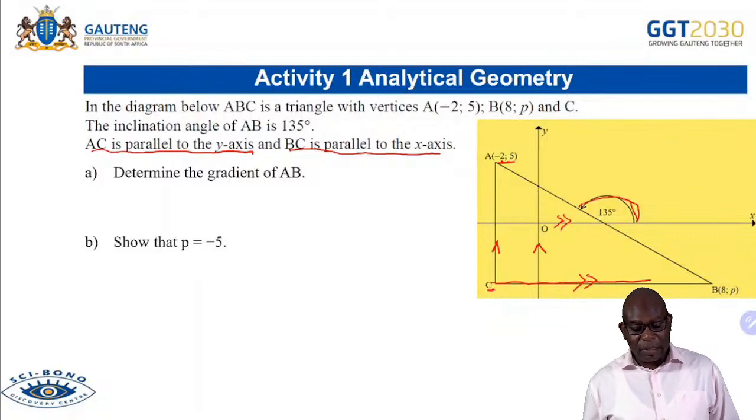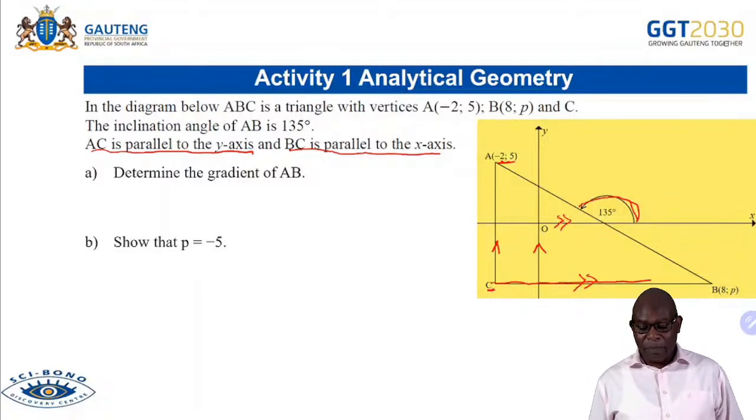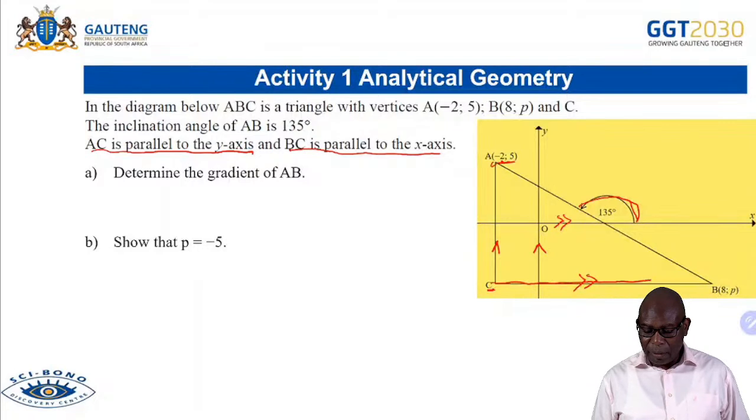Now the first question says, determine the gradient of AB. So I go to AB, the gradient of AB. I can see A has a point there and B has a point.